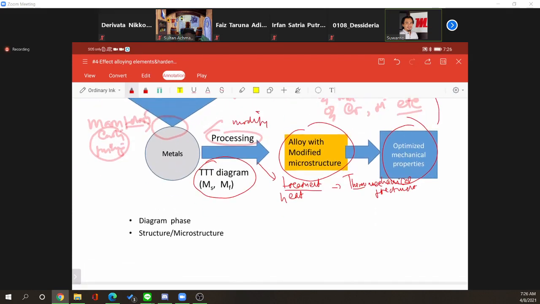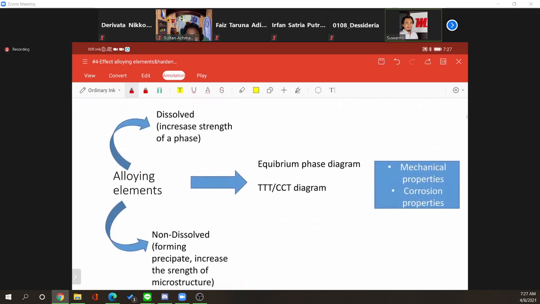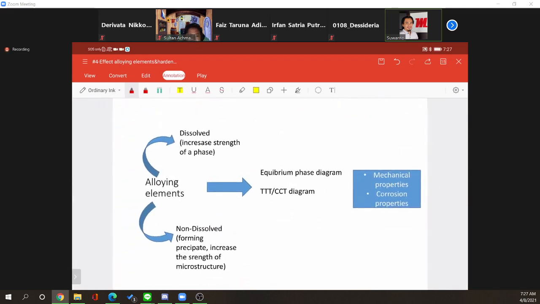Yeah, so that's why we need a phase diagram here, and also one of the other diagrams, not only the phase diagram, but the TTT or CCT diagram. These three things are necessary for us to know before we do modification. Okay, so then this is also a general concept.